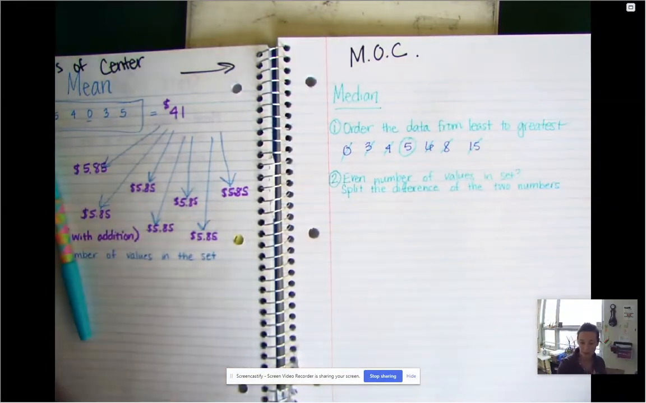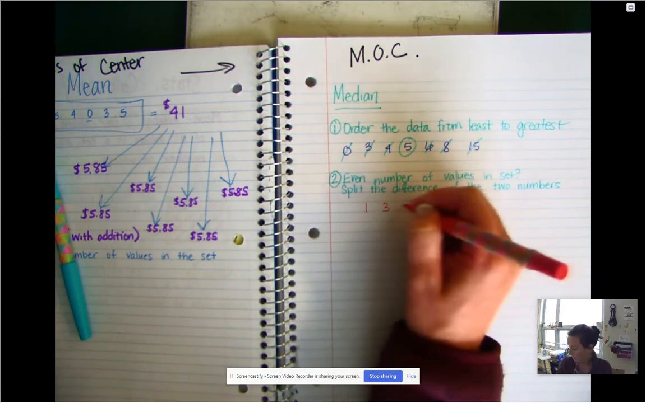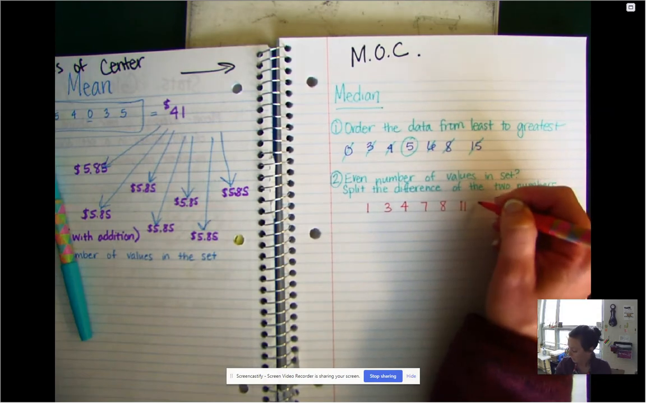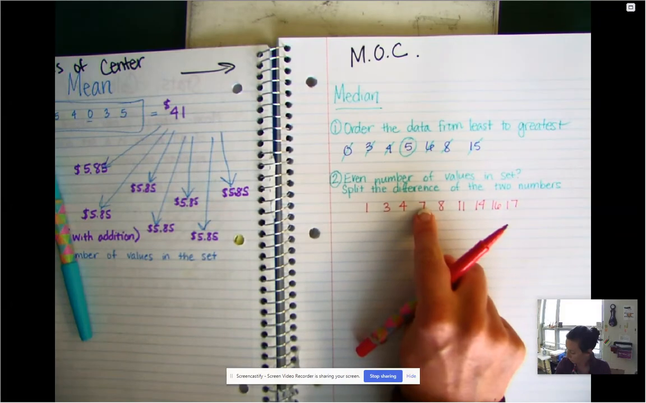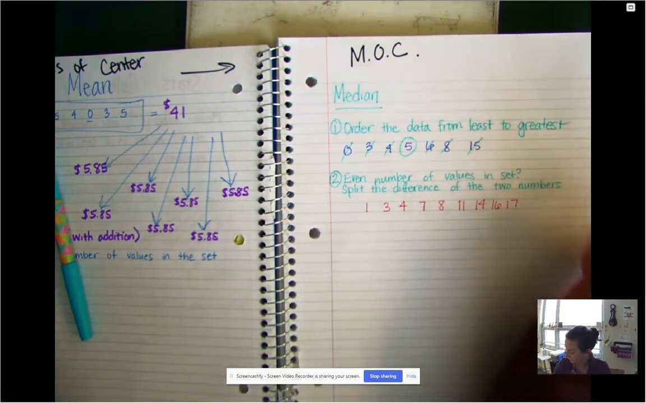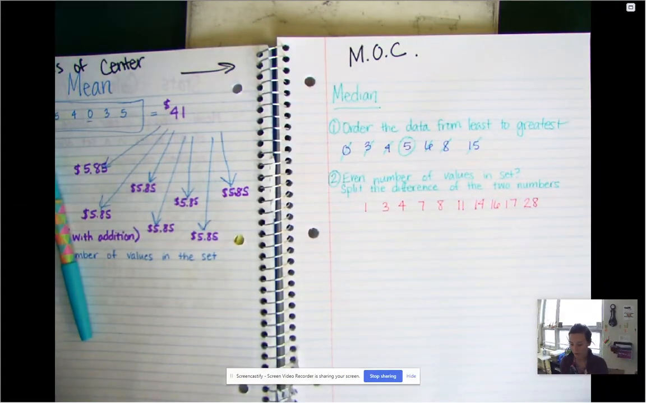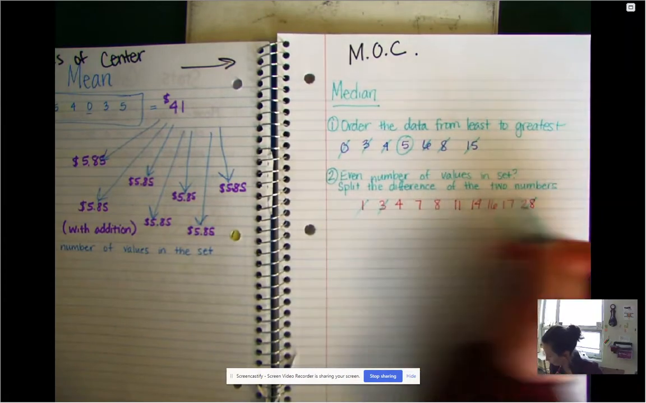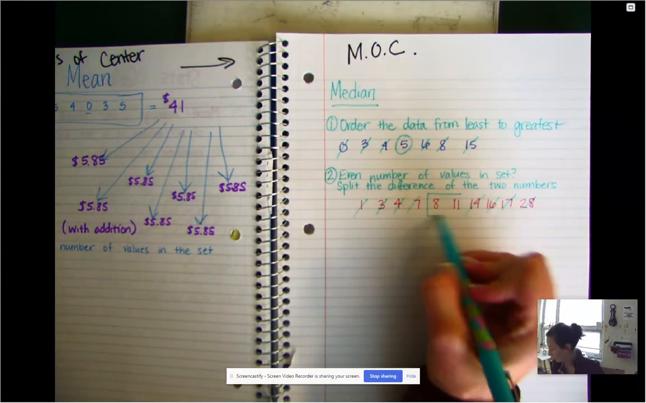So let's give ourselves a new data set. Maybe I'm going to pre-order it. 4, 7, 8, 11, 14, 16, 17. What is that? 1, 2, 3, 4, 5, 6, 7, 8, 9, 10. Okay. So in this case, the median, if I cross off, I end up with 8 and 11 are left over.